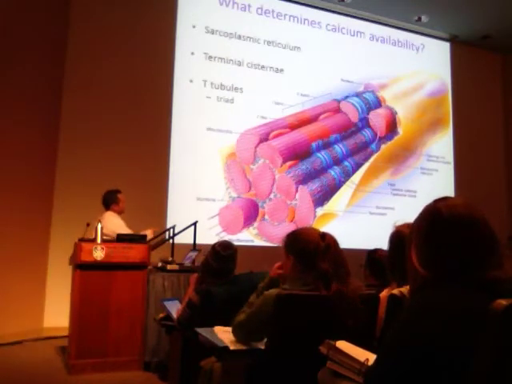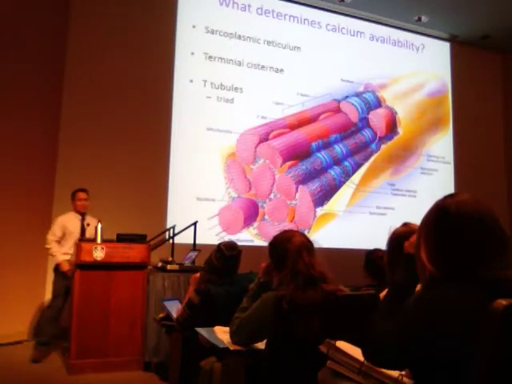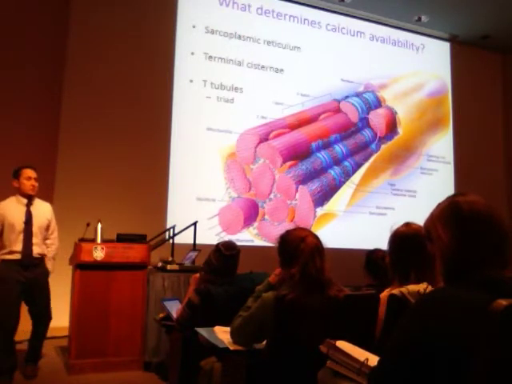Now on either side, you have a triad, so there's three. So down the middle is the T-tubule. On either side is called the terminal cisternae. Who can define what that was as we defined it last lecture?